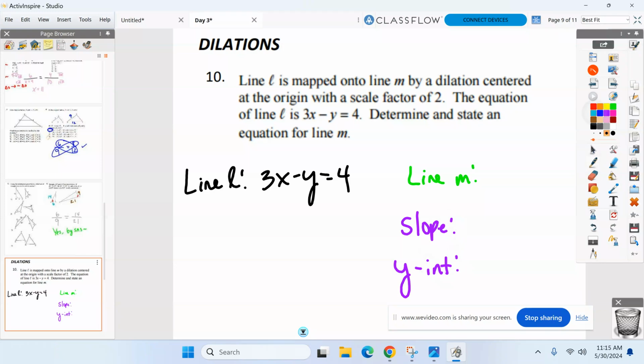Now let's talk about it being dilated. Remember, lines don't get bigger or smaller. Line segments do, but not lines. They don't get bigger or smaller. But what happens is dilated lines remain parallel to your original lines. Remember that. When you dilate a line, it remains parallel. It doesn't get bigger or smaller, but it does remain parallel to the original lines.